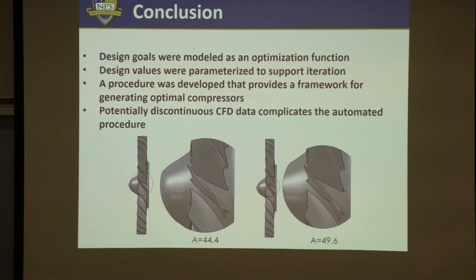So for reference, A equals 44.4 on the left-hand side was the initial guess of fmin bound for where the minimum would be. And then the resulting compressor design, 49.6, is there on the right-hand side. So the optimum solution that it found had a slightly steeper decline in that angle than what the initial guess was. And then this is an illustration of that whole compressor.